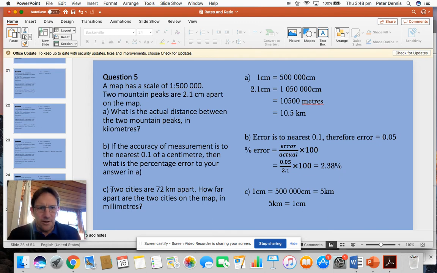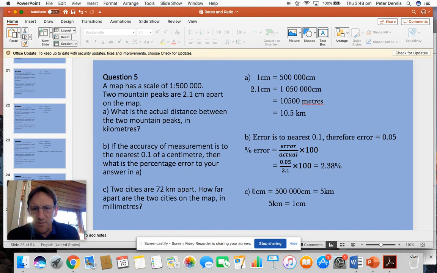Now, the last one here. Two cities are 72 kilometers apart. How far apart are the two cities on the map in millimeters? Okay, so every now and again, you've got to make sure you read the question properly, which I don't think I have here, but let's see.